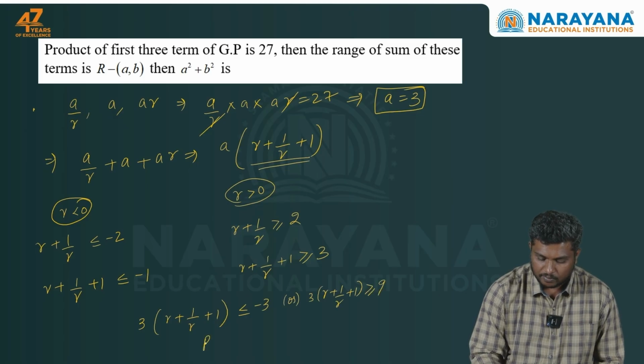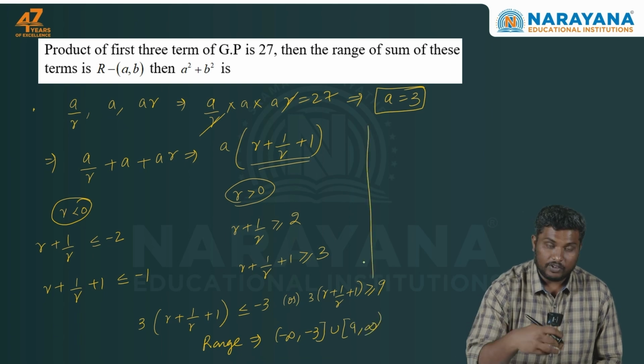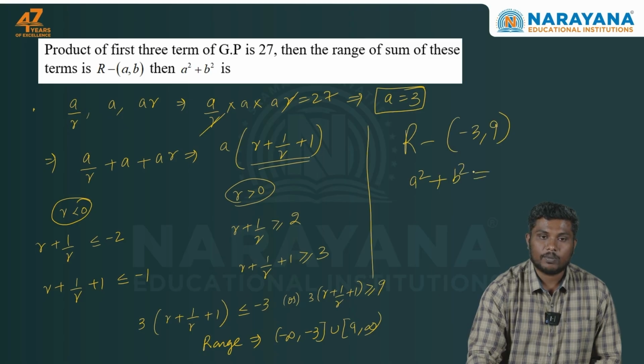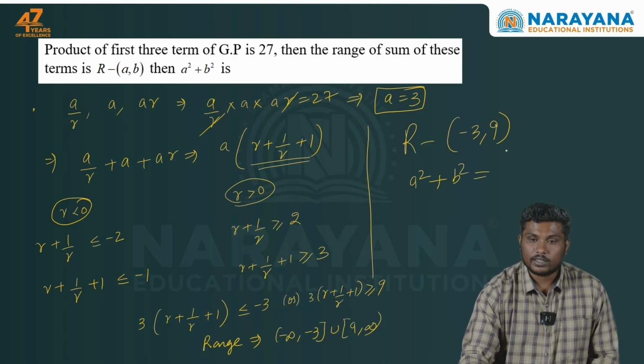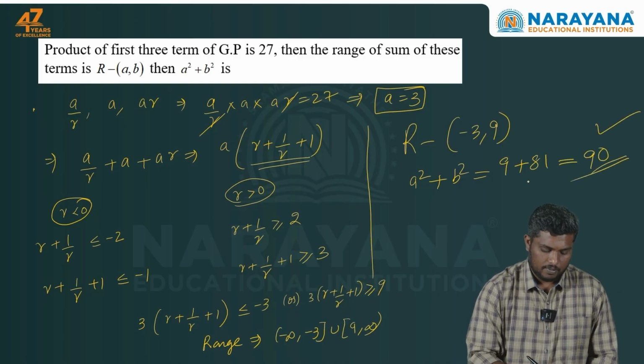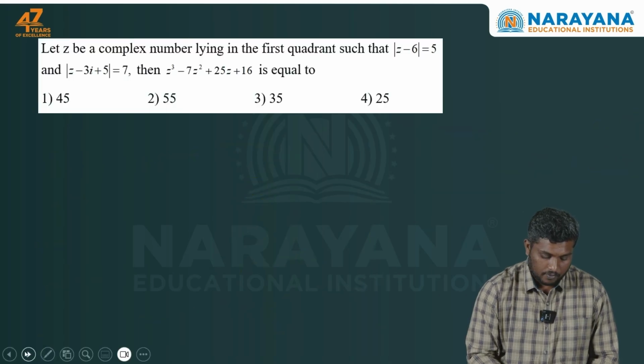So the range is minus infinity to minus 3 union 9 to infinity. If you have to express it in the given form, it is R minus the interval from minus 3 to 9. Then A square plus B square. So guys, what is A square plus B square? A square plus B square is 9 plus 81, which is 90. Once again, very simple question from GP. We'll move on to the next question.